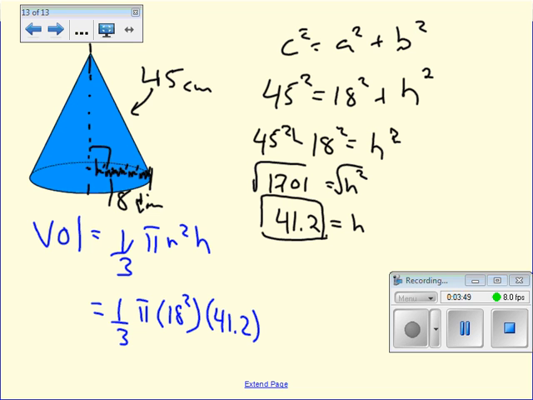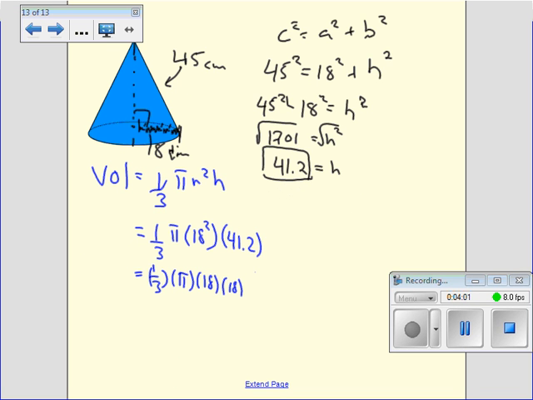I first have to square 18, or I can just expand it out, which is equal to 1/3 times pi times 18 times 18, extend this out, times 41.2. Put that all in my calculator, and I'm going to get roughly 13,979 centimeters cubed. And that all depends on how much I rounded beforehand, or if I just plugged it all into my calculator and went ahead.